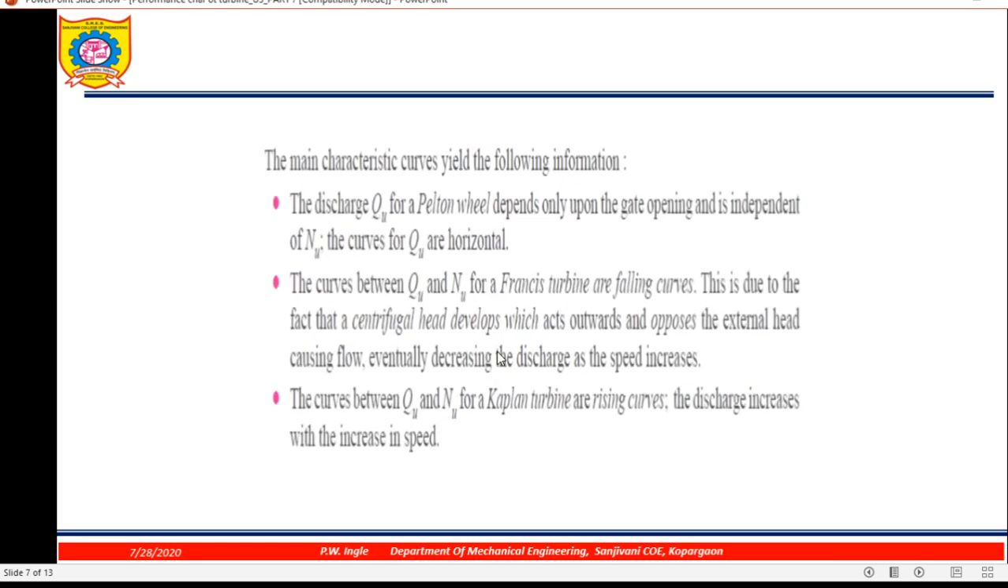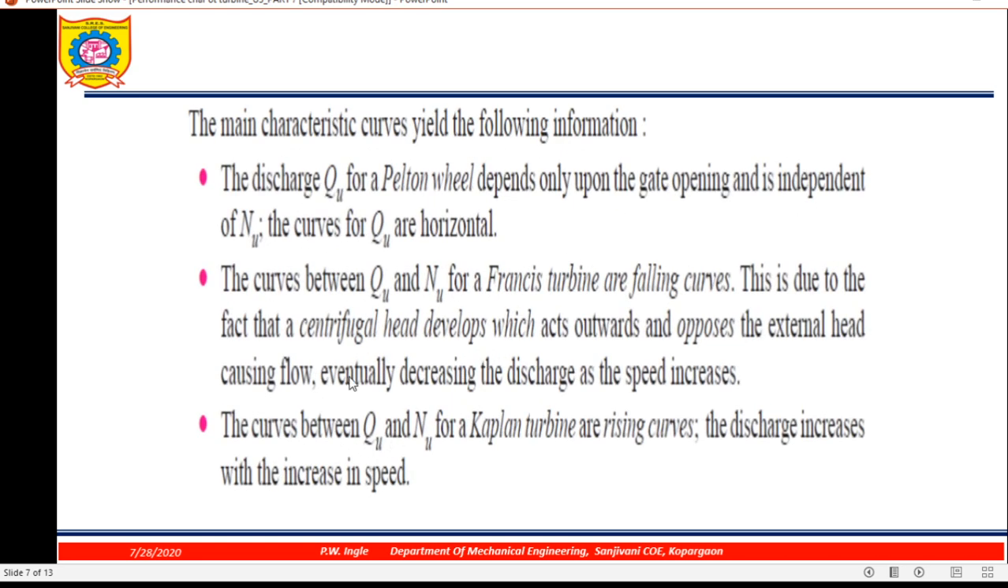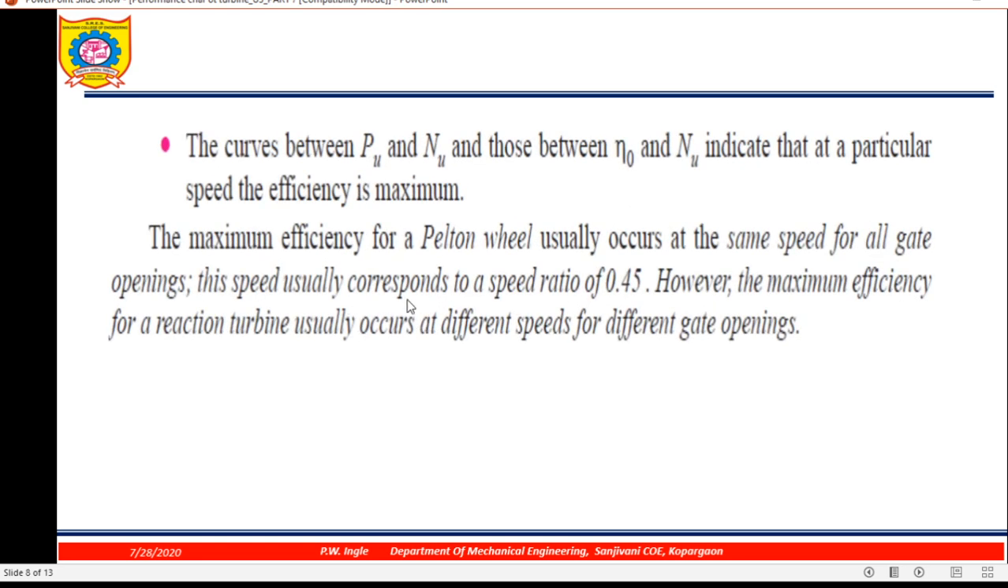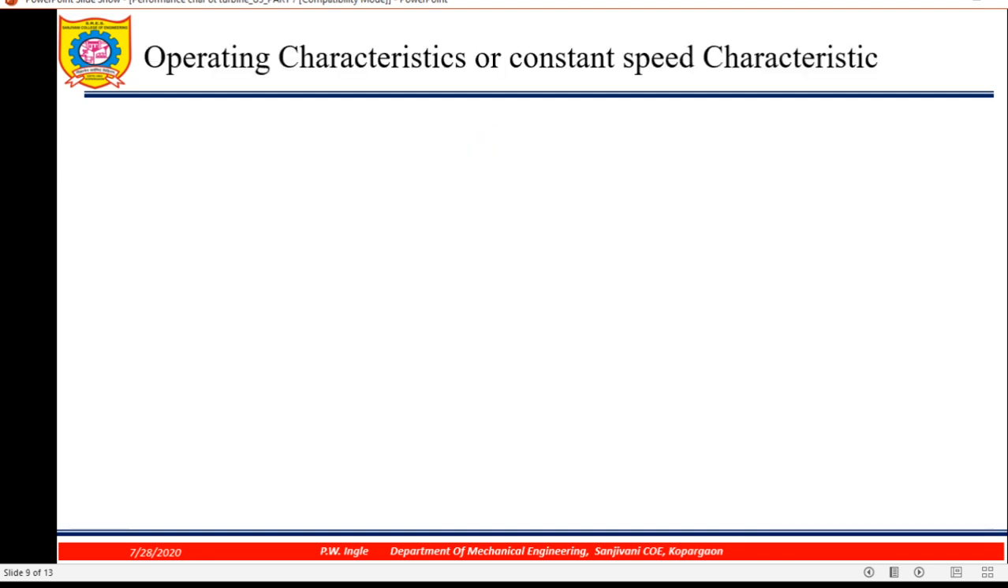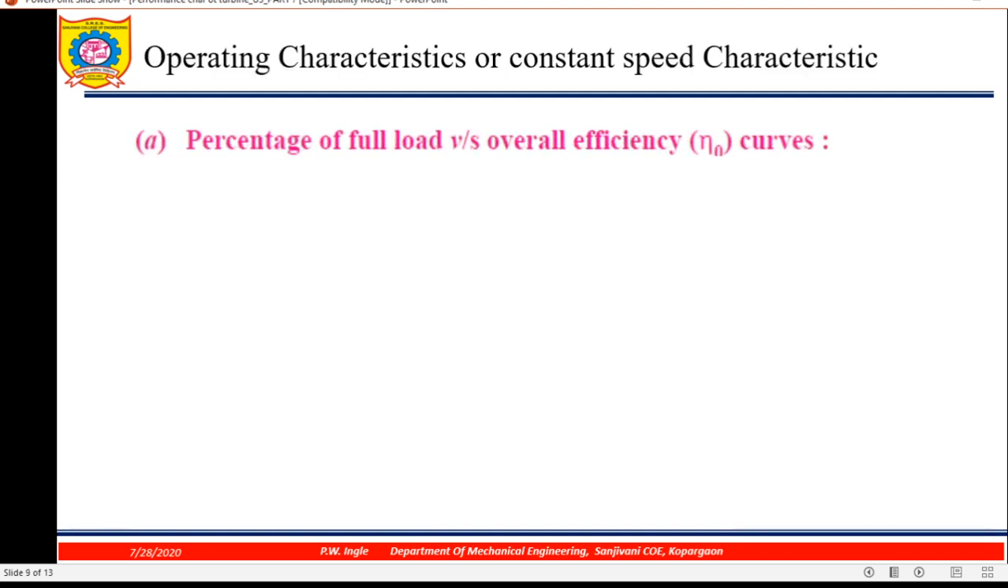Okay, but that is not the case with other turbines. So here the maximum efficiency for the reaction turbines, that is Kaplan as well as Francis turbine, usually occurs at different speeds for different gate openings. Okay, if the gate opening is different, maximum efficiency is also different. But in case of the Pelton turbine, it is constant for all gate openings. That is the difference between the Pelton and Kaplan or Francis turbine.